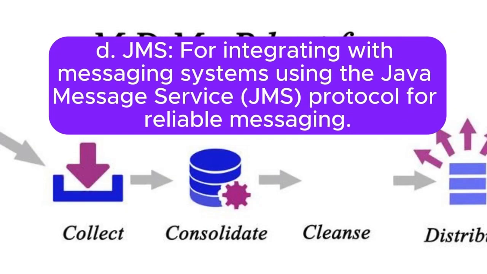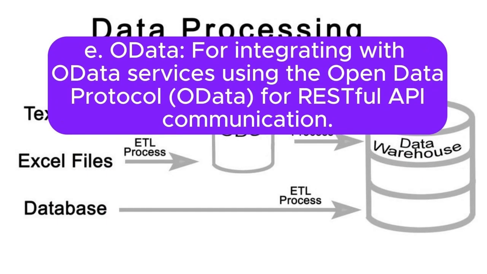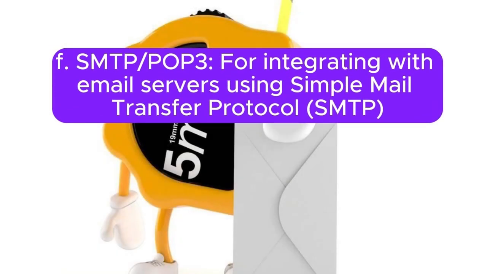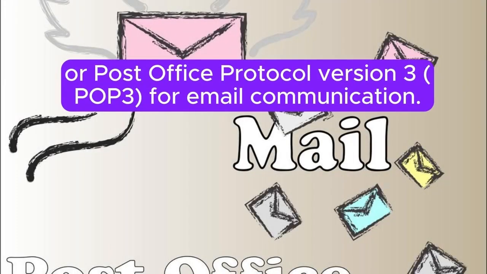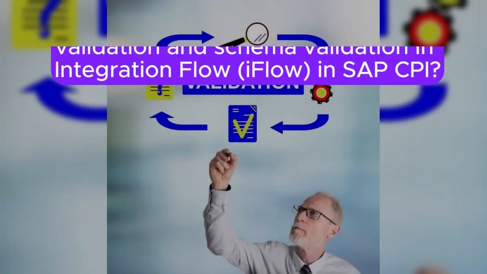D. JMS, for integrating with messaging systems using the Java Message Service, JMS protocol for reliable messaging. E. OData, for integrating with OData services using the Open Data Protocol, OData, for RESTful API communication. F. SMTP, POP3, for integrating with email servers using Simple Mail Transfer Protocol, SMTP, or Post Office Protocol version 3, POP3, for email communication.